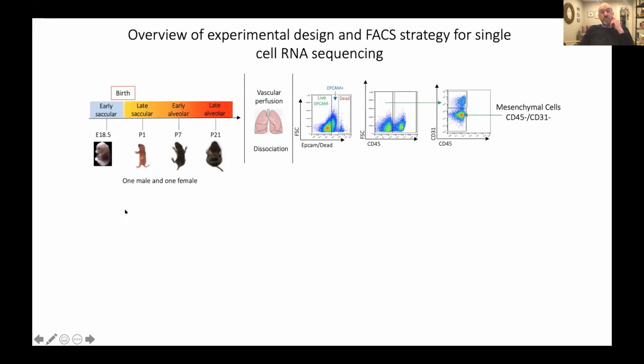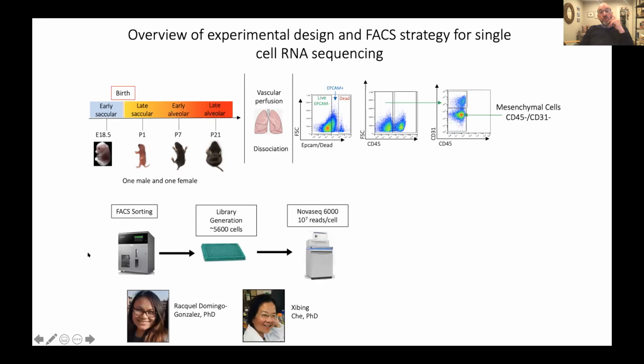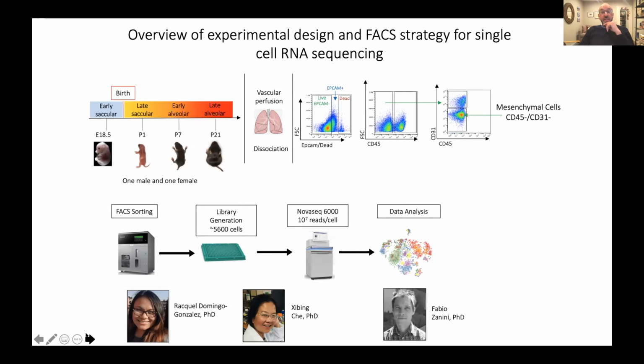We went ahead and used mice from different ages, from late fetal. A mouse delivers at 19 days or so, so right before birth, at 1 day of life, at 7 days of life, and at 21 days of life. We were able to perfuse the lungs. We dissociated the cells using FACS. We went ahead and generated libraries, and then we used NovaSeq to make reads, and we mapped the reads to the genome, and we were able to figure out exactly what genes were present, what transcriptome was present in which cells. And these are the people that did all of that work.